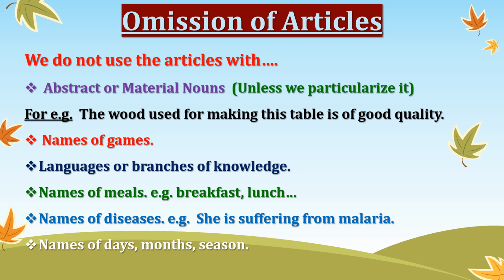Names of days, months, seasons, etc. For example, July is just July. We do not read it as the July, or Monday is just Monday. It's not the Monday. Okay. So we do not use the before names of games, names of languages, names of meals, diseases, days, months, seasons, and for abstract or material nouns, we only use it in case we are talking about something particular.